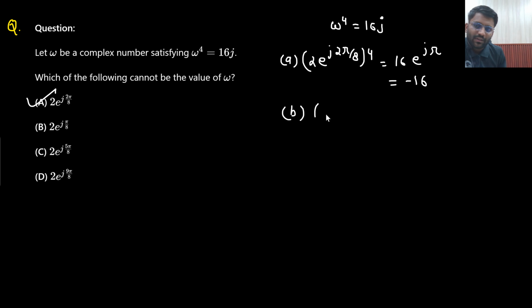Second option, 2 e to the power j pi by 8, to the power 4. 16 e to the power j pi by 2. Right? 4 pi by 8 will be pi by 2. So what is the answer you are getting? 16j. That means yes, option B is correct.